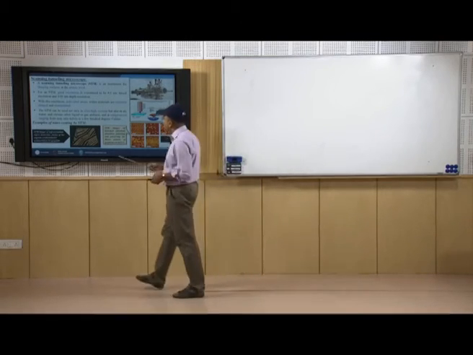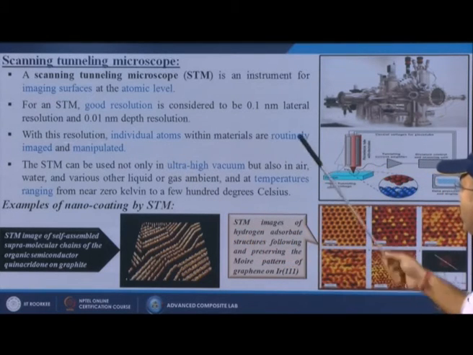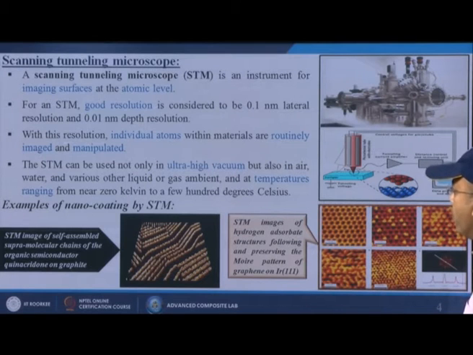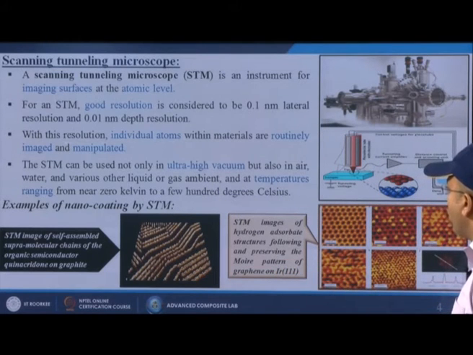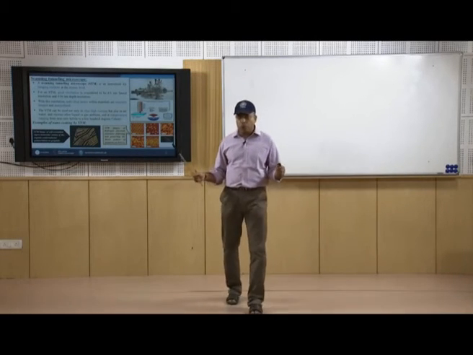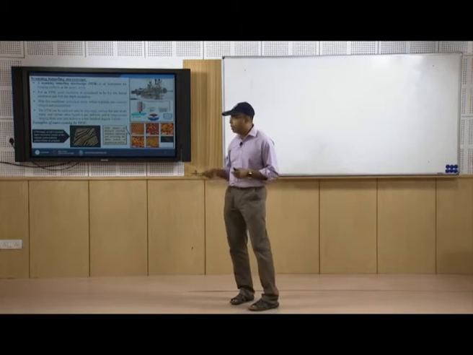For an STM, good resolution is considered to be 0.1 nanometer lateral resolution and 0.01 nanometer depth resolution. With these resolutions, individual atoms within materials are routinely imaged and manipulated. The STM can be used not only in ultra high vacuum, but also in air, water and various other liquid or gas ambient, and at temperatures ranging from near 0 Kelvin to a few hundred degrees Celsius. So, there is a wide range of environments we can create, by which we can measure our material under different atmospheric or environmental conditions.